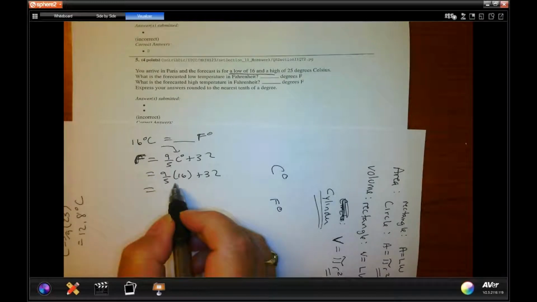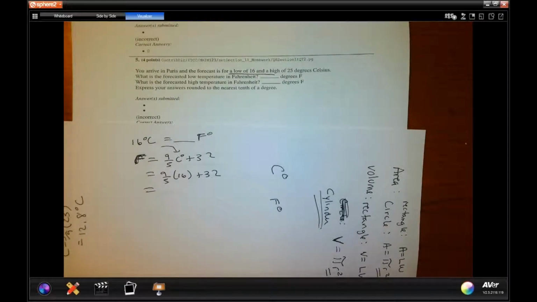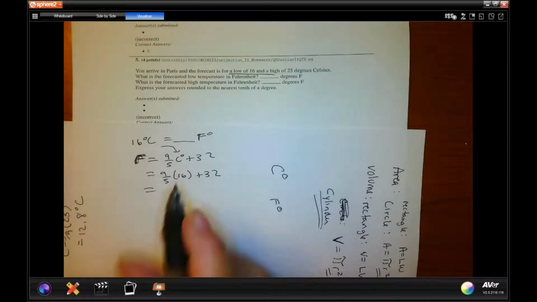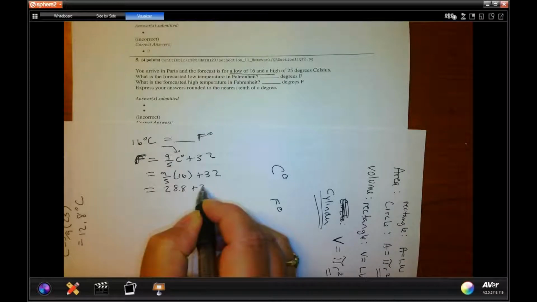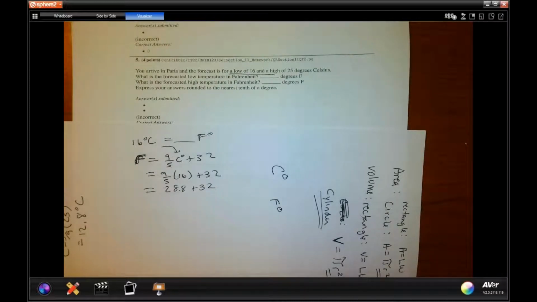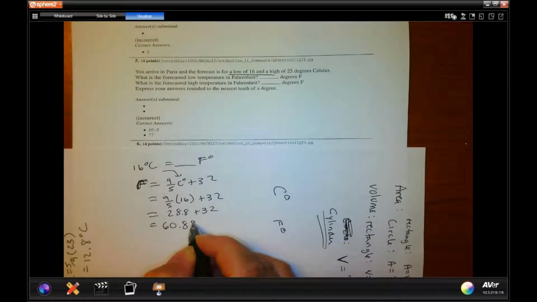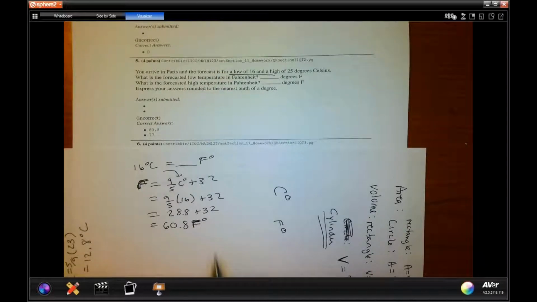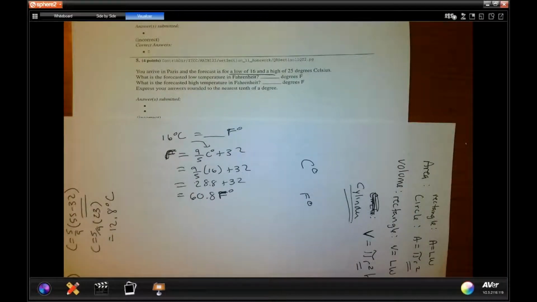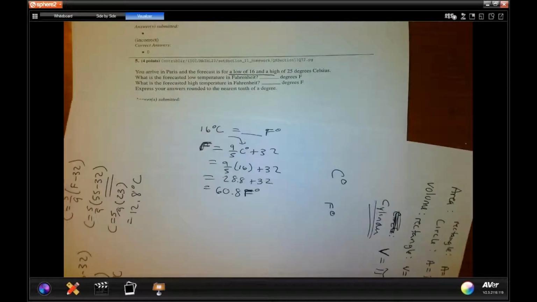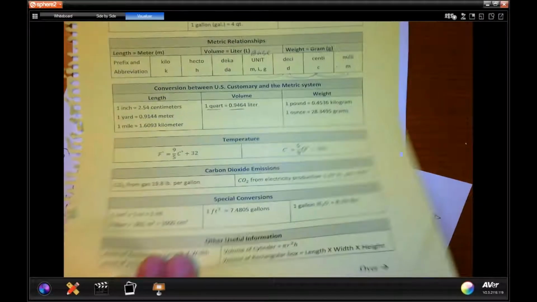So you need to do this first, the 9/5, then add the 32. And we get 60.8 degrees Fahrenheit. Okay. Don't mess up on those easy ones. All right. They're giving you the formulas. Make sure you don't do it off the top of your head. Make sure you pick the right one.